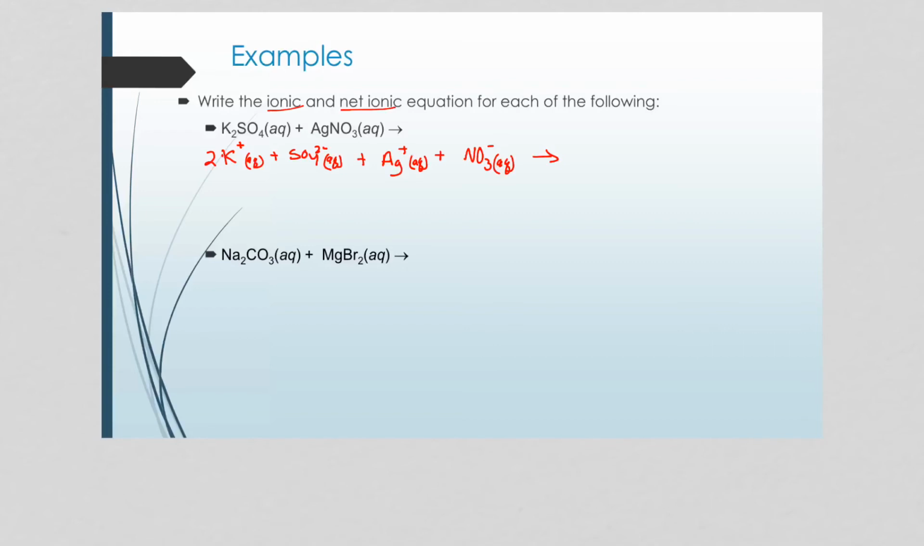Now, what do we do now? We swap the ions, right? So the positive ion from my first is going to combine with the negative ion from the second. So it's going to go down here, and the positive ion from the second is going to combine with the negative ion from the first compound, and we get our second combination. So the potassium and the nitrate combine, +1, -1, KNO3.